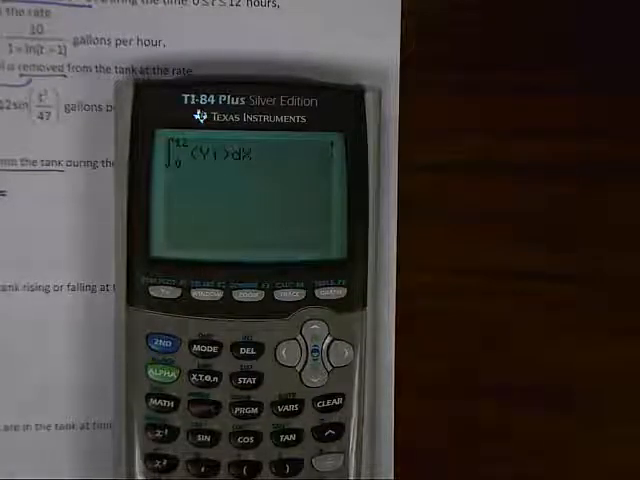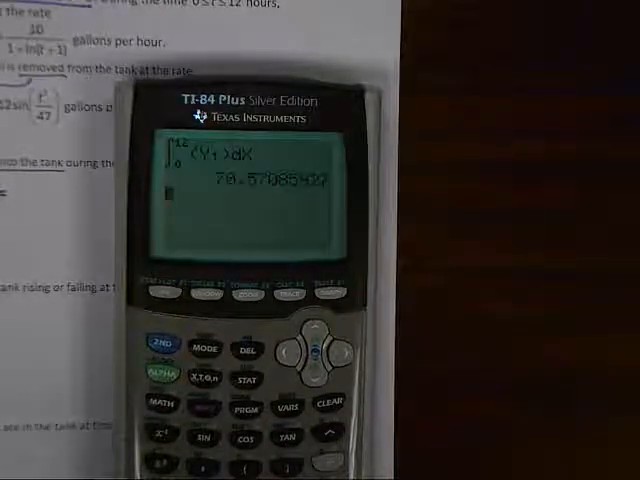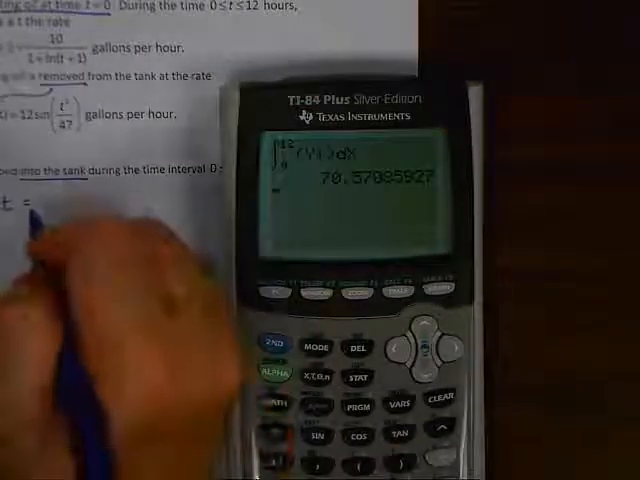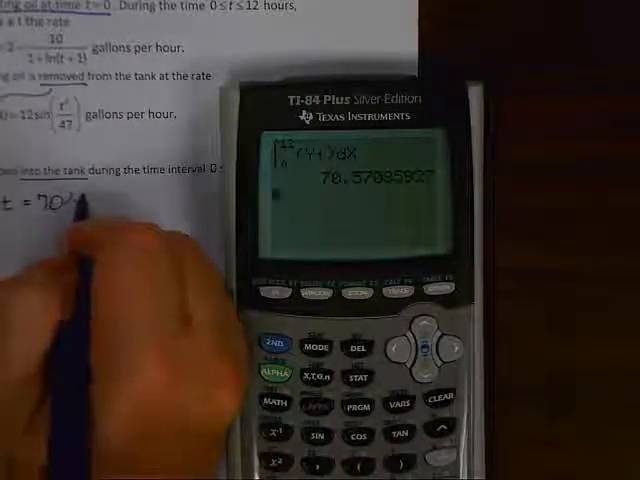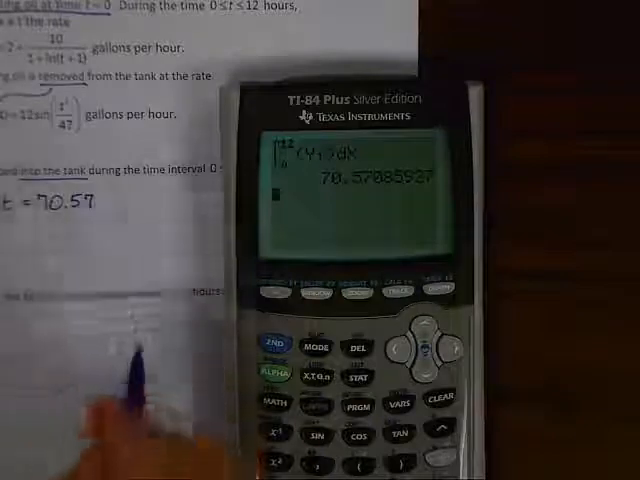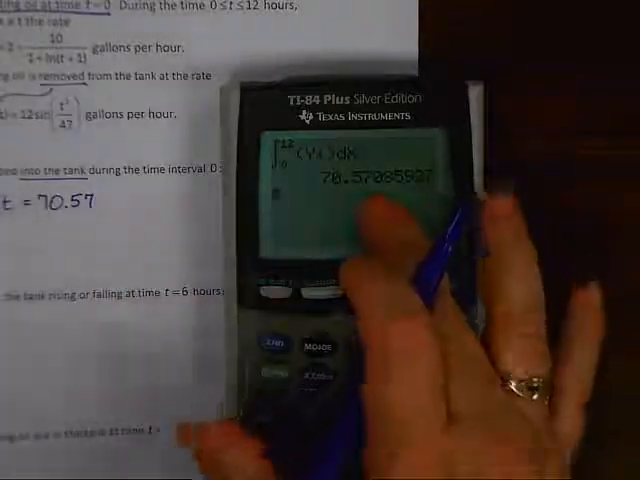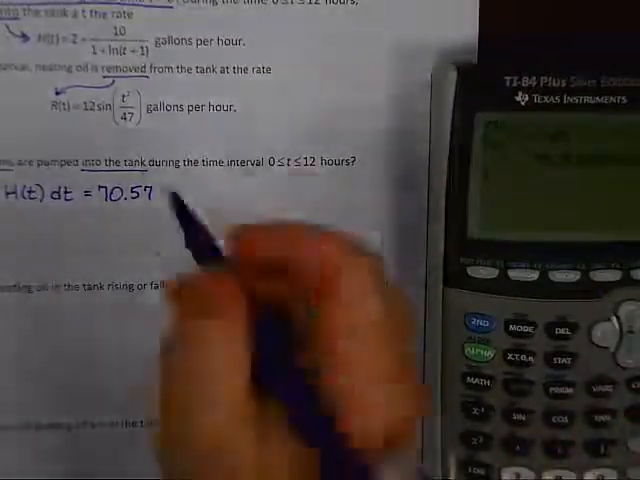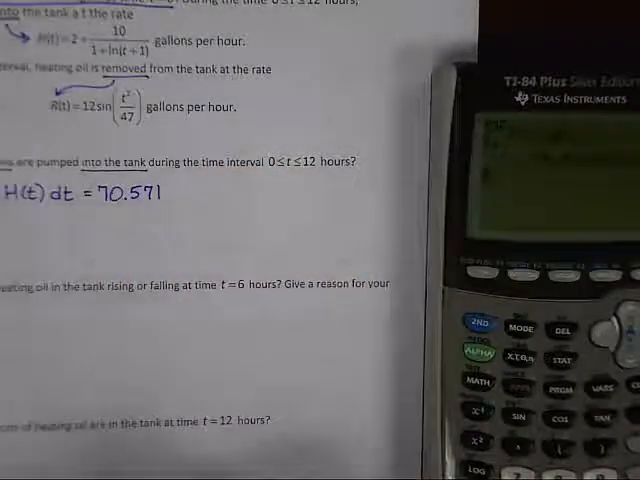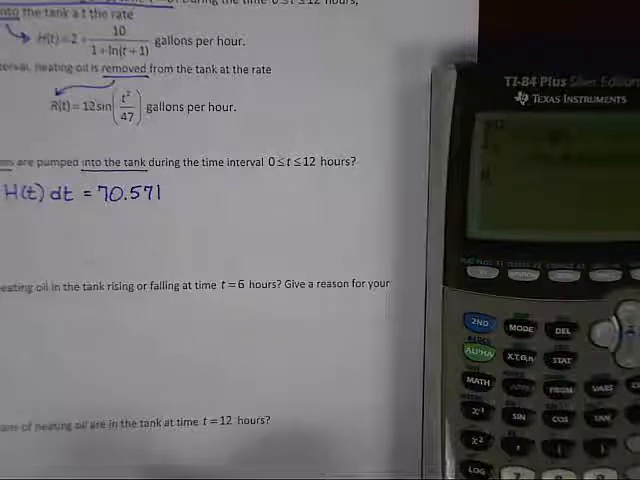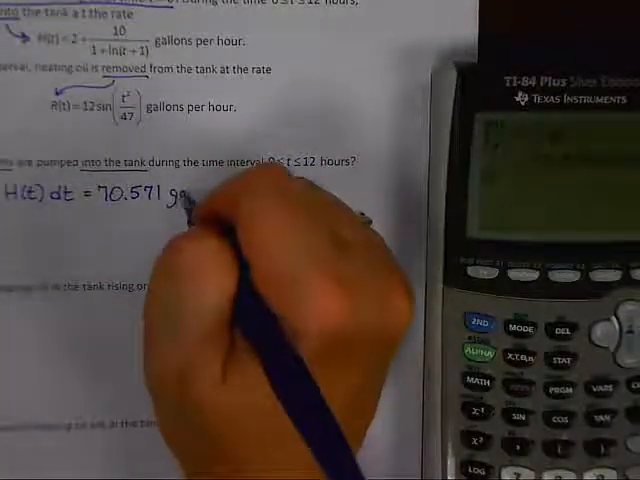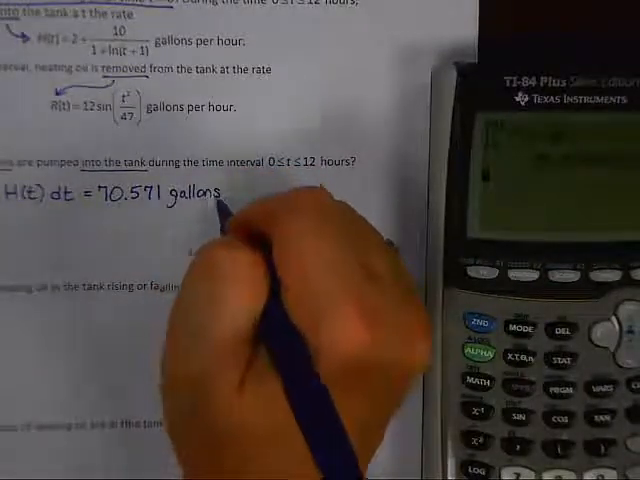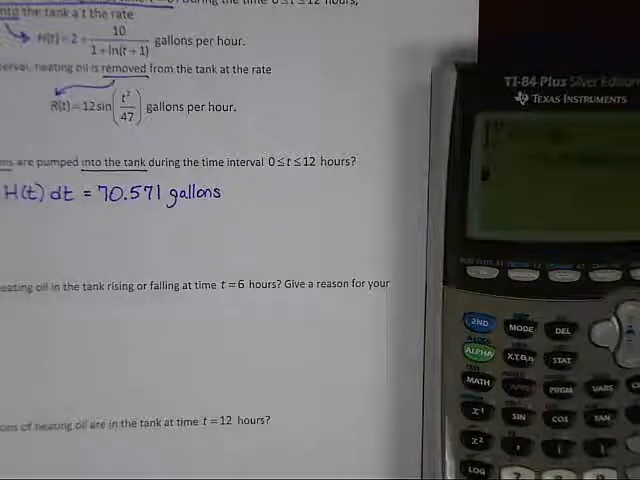And you get, it's thinking, 70.57. Now, because it's 0.8, you can write 0 or 1. Doesn't matter. What should the unit of measure be for this? Gallons. So, 70.5 gallons went into the tank over the 12 hours. That's pretty slow. Okay, that's all right.